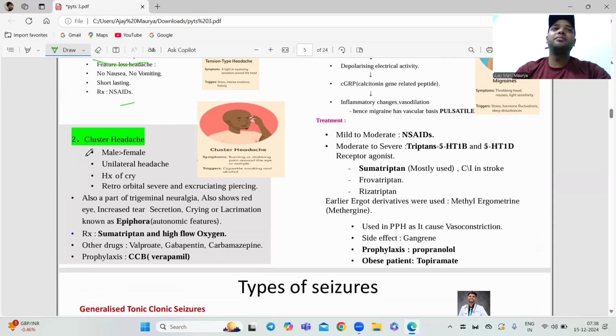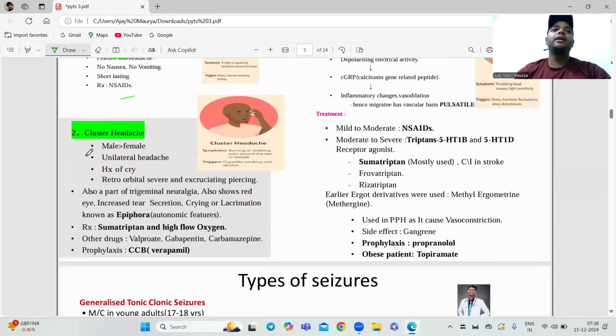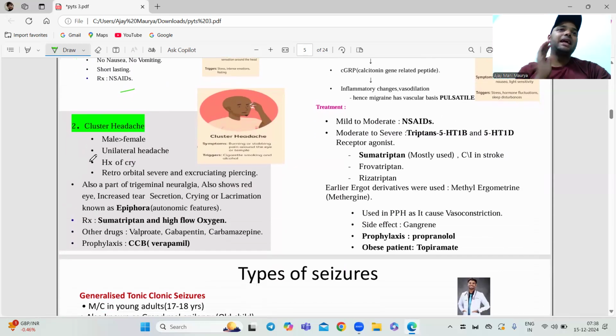Cluster headache: who will be the more likely type? See the males only now. It is more common in the male. Now see here, guys. There is a unilateral headache, and there is a history of crying.